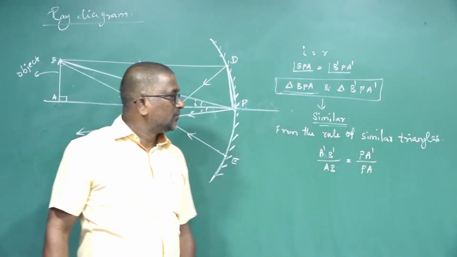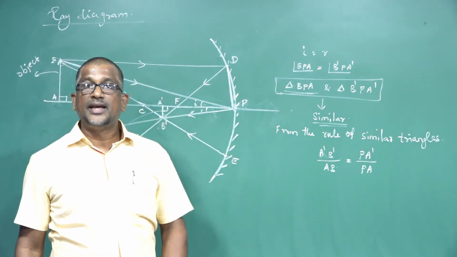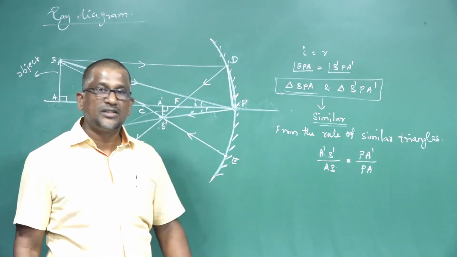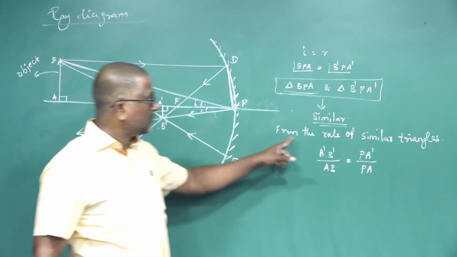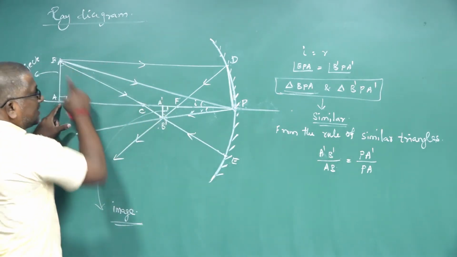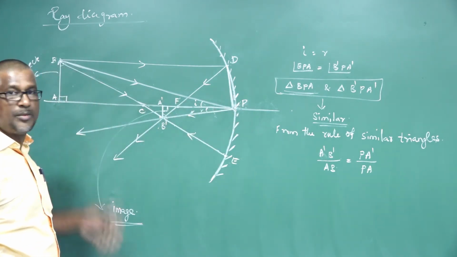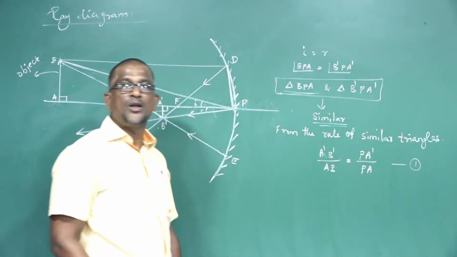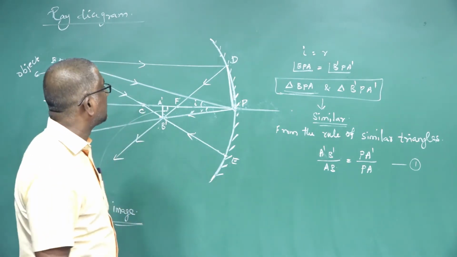If two right angle triangles are similar, then their sides are proportional. This is a rule of similar triangles. Here these two right angle triangles are similar. Therefore, from the rule of similar triangles, A dash B dash divided by AB is equal to P A dash divided by PA. So this is taken as equation number 1.